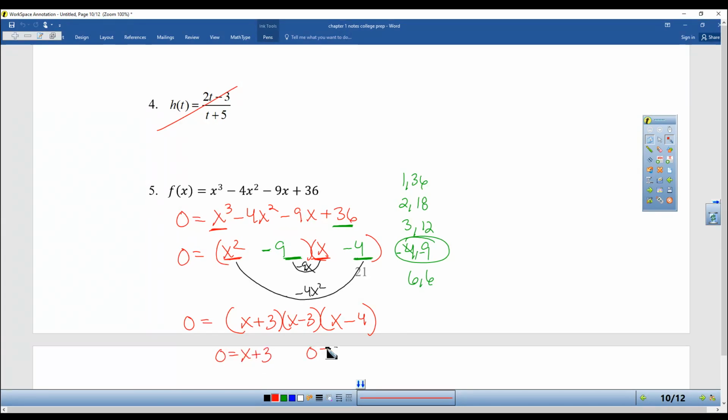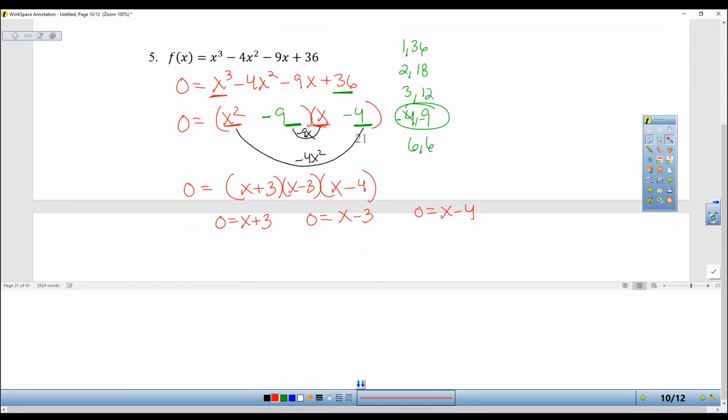Now, some people wouldn't show this step, and that's okay. But since this is the instructional video, I always want to make sure everybody really knows what I'm doing. I'm saying that if you have two things being multiplied together, let's say 24 times something, and you get 0 for an answer, you know that that something is 0.